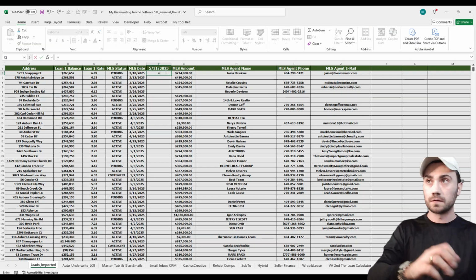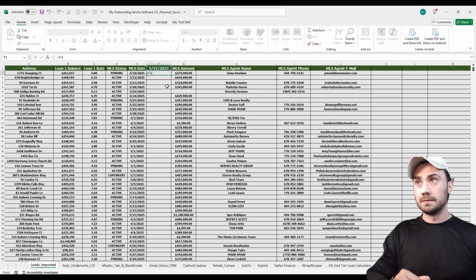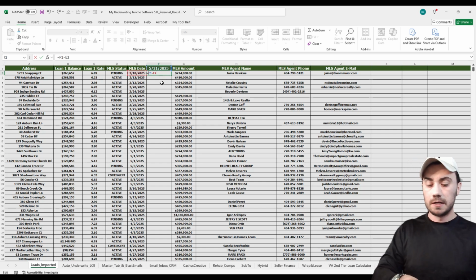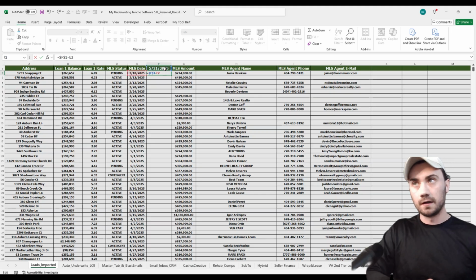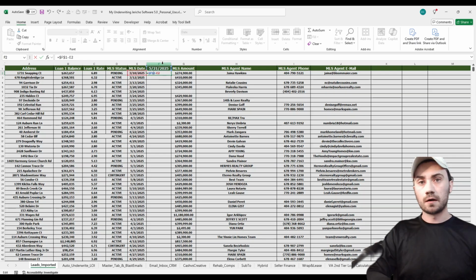Now I'm going to click the equal sign here. I'm going to grab today's date and subtract from it the MLS date, which is here in column E. I'm going to put in a dollar sign in today's date, which happens to be in column F, row 1. We're basically going to lock the first cell, and then subtract the cell in column E dynamically. So when I click enter, it's going to give me the short date format.